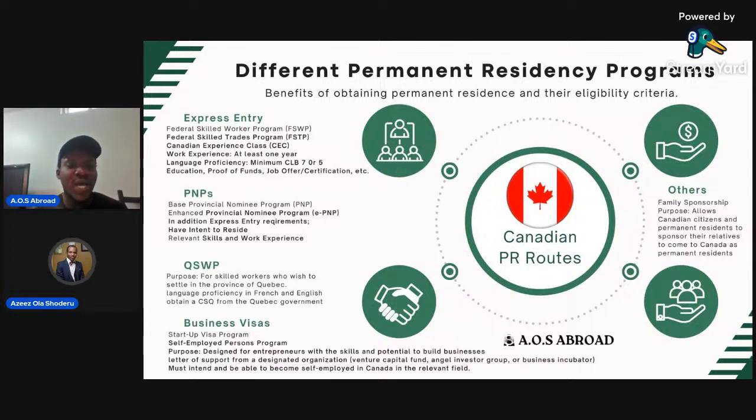Now, QSWP, as you know, Quebec is always different from the rest of the provinces in Canada. So they have their own separate immigration programs.